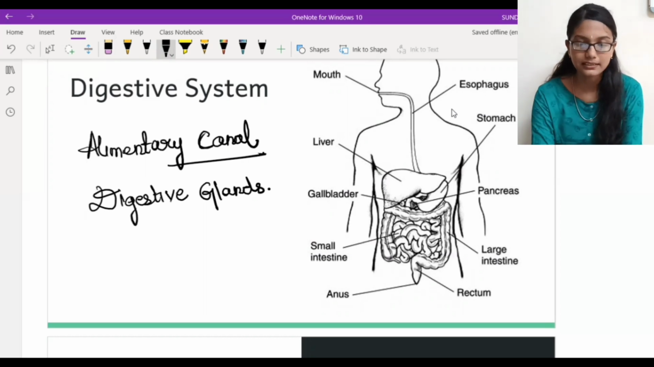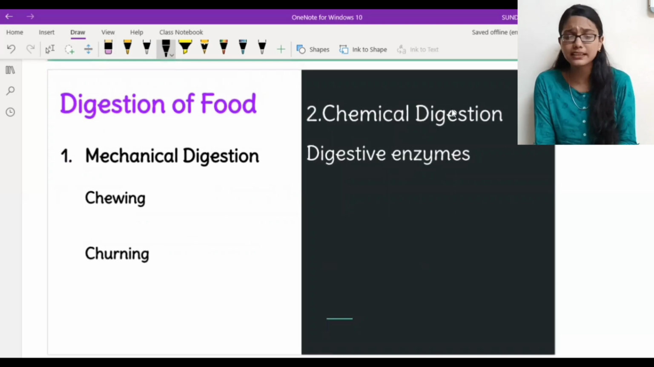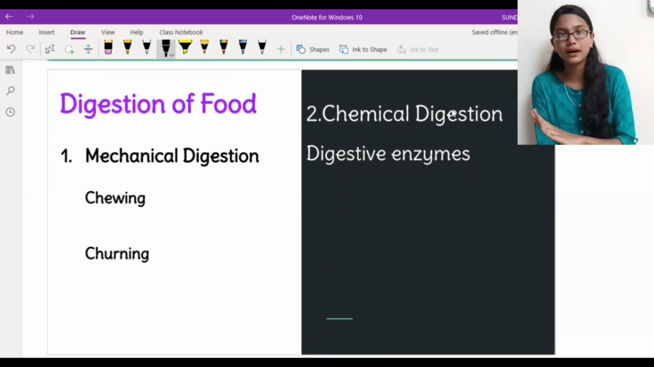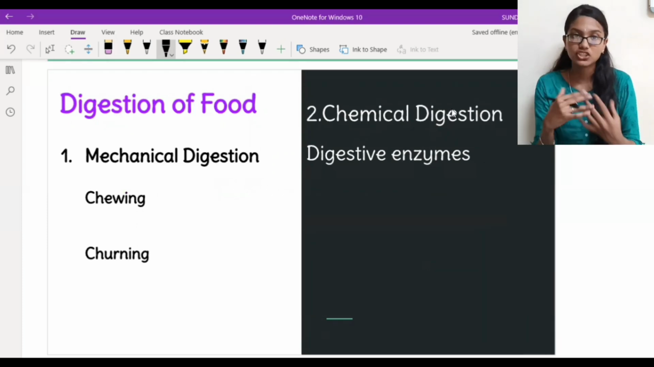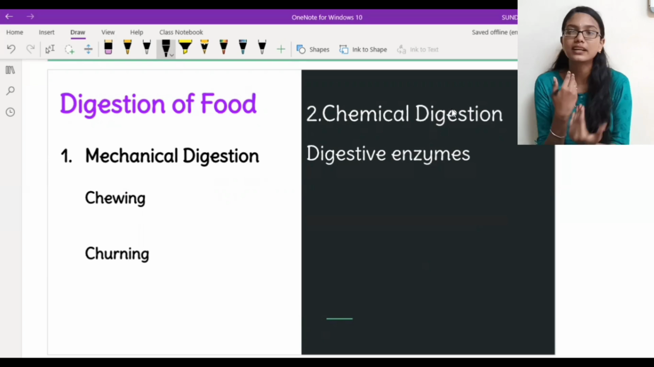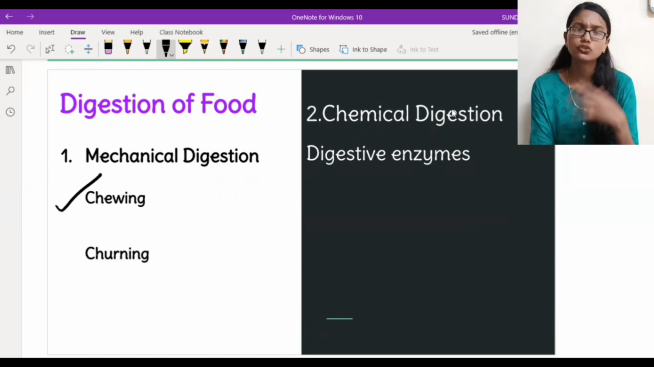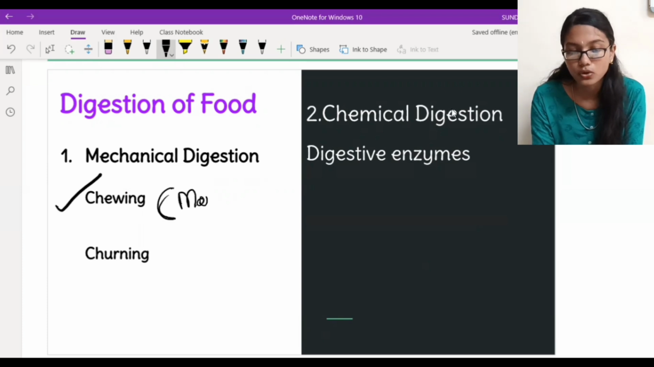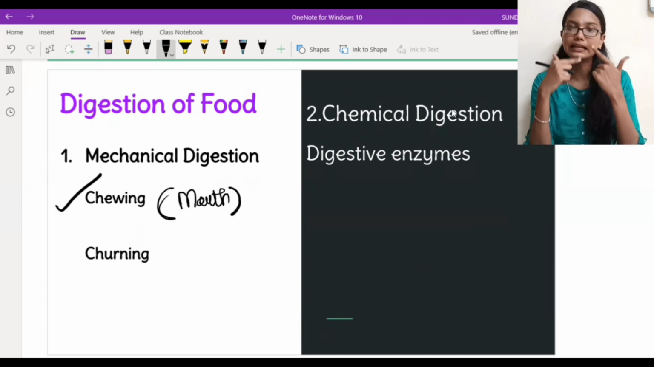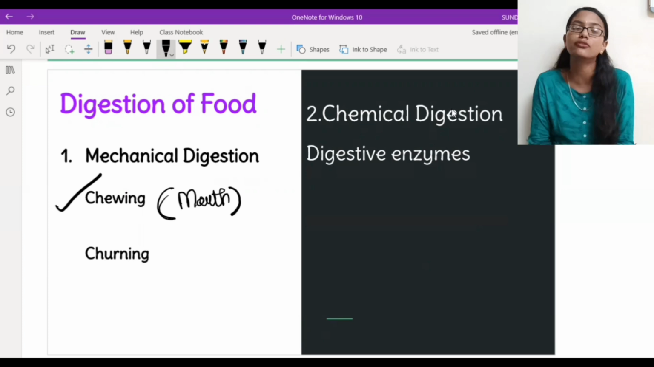In today's class, we are going to learn exactly how the digestion of food takes place. Basically, digestion of food we can study in two parts. The first part is mechanical digestion. Mechanical digestion is a digestion process where physical movements are involved. Under mechanical digestion, the first one is chewing. Where do we chew? In our mouth. With the help of teeth and tongue, we chew the food properly, so we break down the complex food into simpler food items.